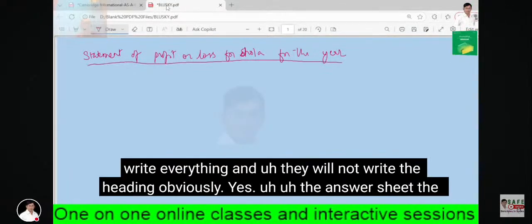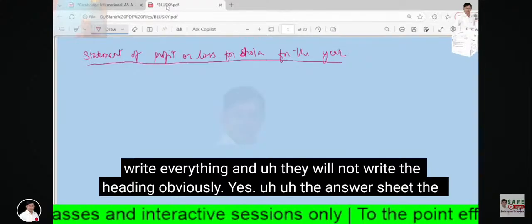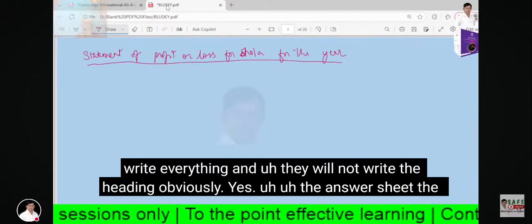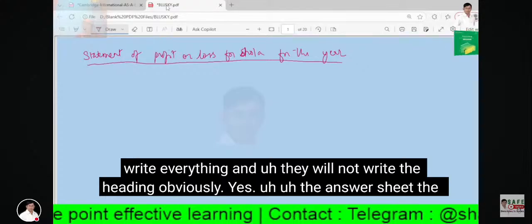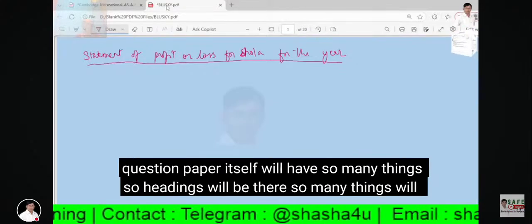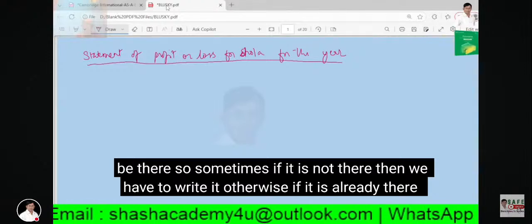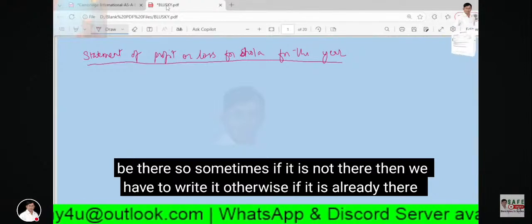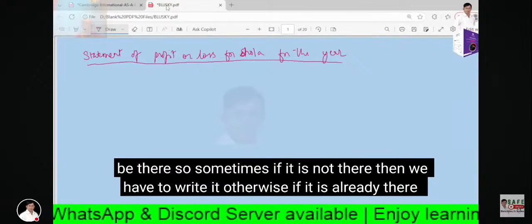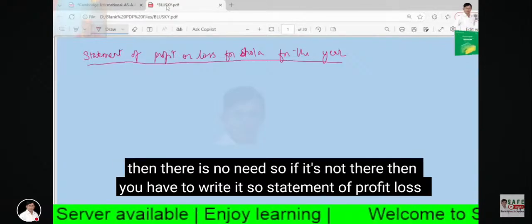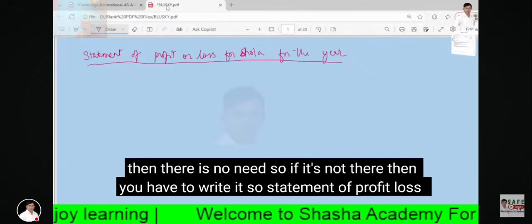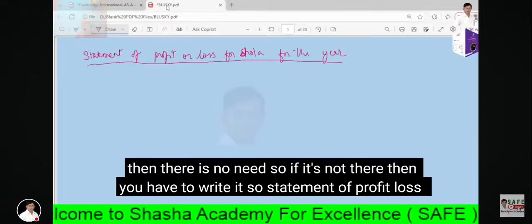A lot of students just write everything and they will not write the heading. Obviously, the answer sheet and the question paper itself will have so many things, so headings may be there. Sometimes if it is not there, then we have to write it. Otherwise, if it's already there, then there is no need. So: statement of profit and loss.